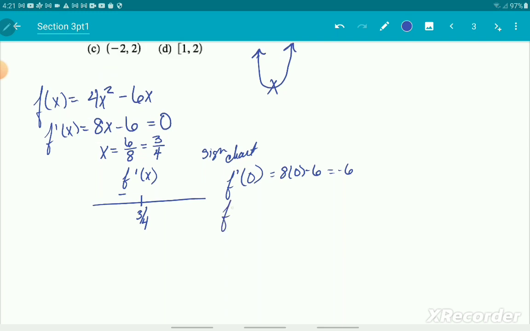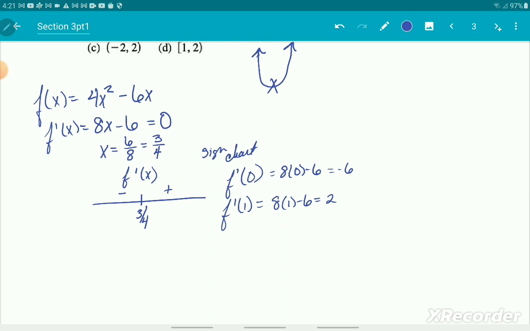So now let's substitute in something bigger than 3/4. I'm going to substitute in 1. So I'm going to have 8 times 1 minus 6, which is going to give me a positive. So what that tells me is this graph is decreasing and then it's increasing. So if I'm decreasing then increasing, this has to have a minimum at 3/4.